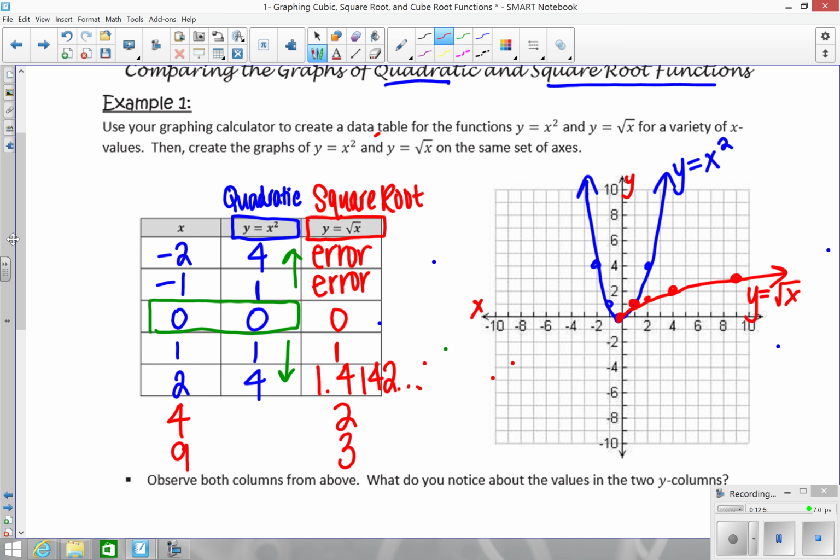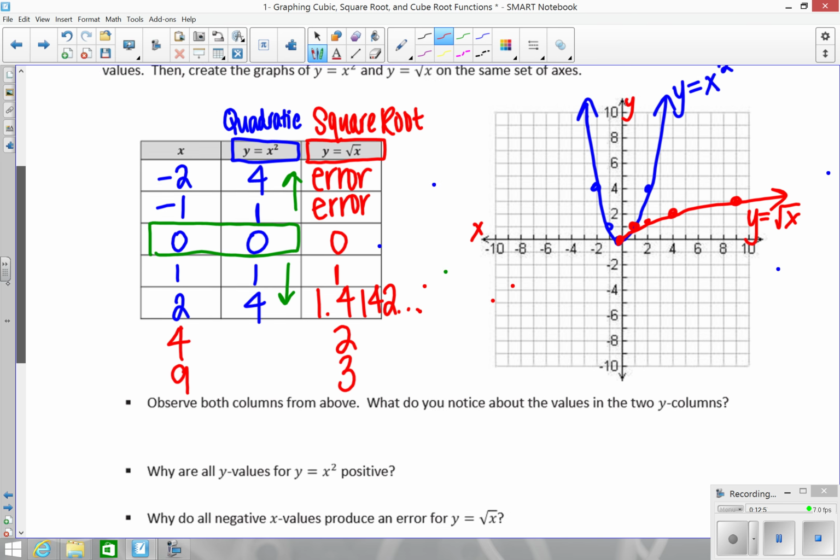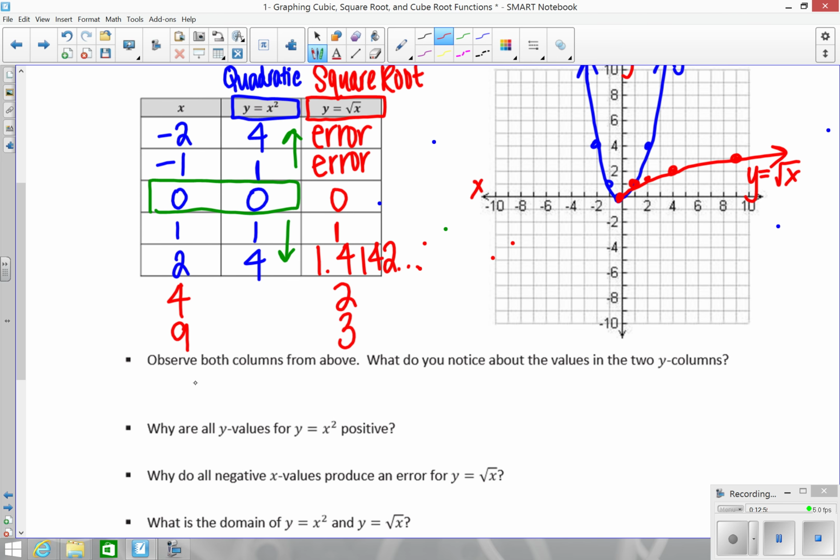So now, based on those graphs, let's actually answer some questions about that. Observe both columns from the table above. What do you notice about the values in the two columns? When you're looking at these, hopefully you see some similarities right here.